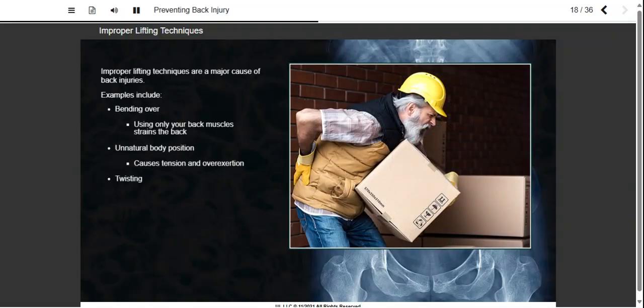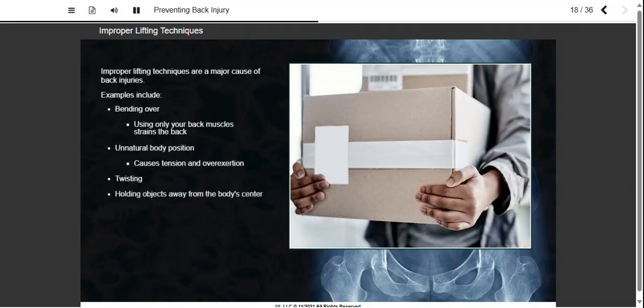You'll strain your back even more if you don't hold the object you're lifting close to your center. That's because the applied weight of an object and the exertion required increase as you move the object away from your body.